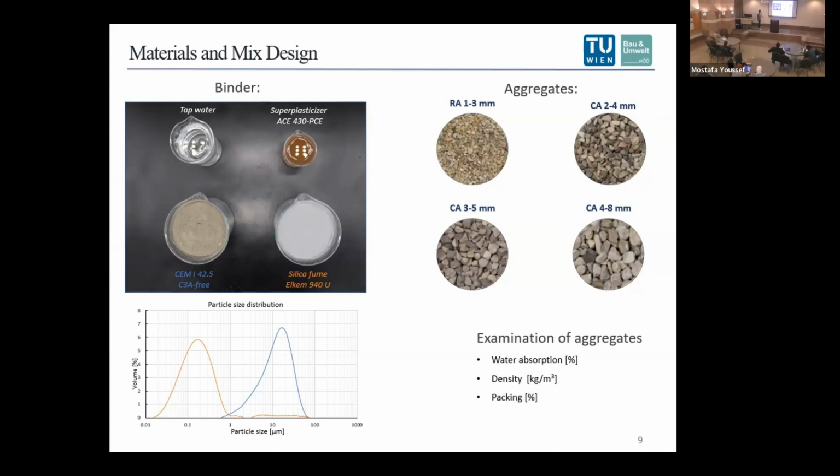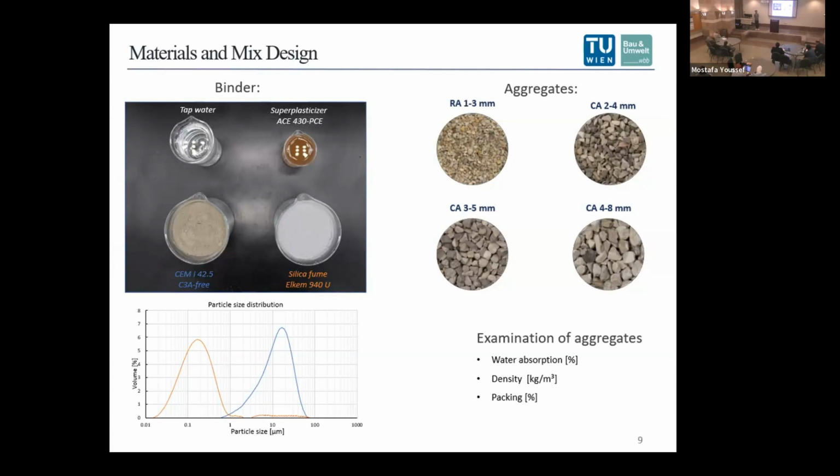The blue curve presents the cement, and the orange one, the silica fume. Four different sizes of aggregate were used: river and crushed. River aggregate with the size 1 to 3, and crushed aggregate with the size 2 to 4 millimeters, 3 to 5, and 4 to 8.